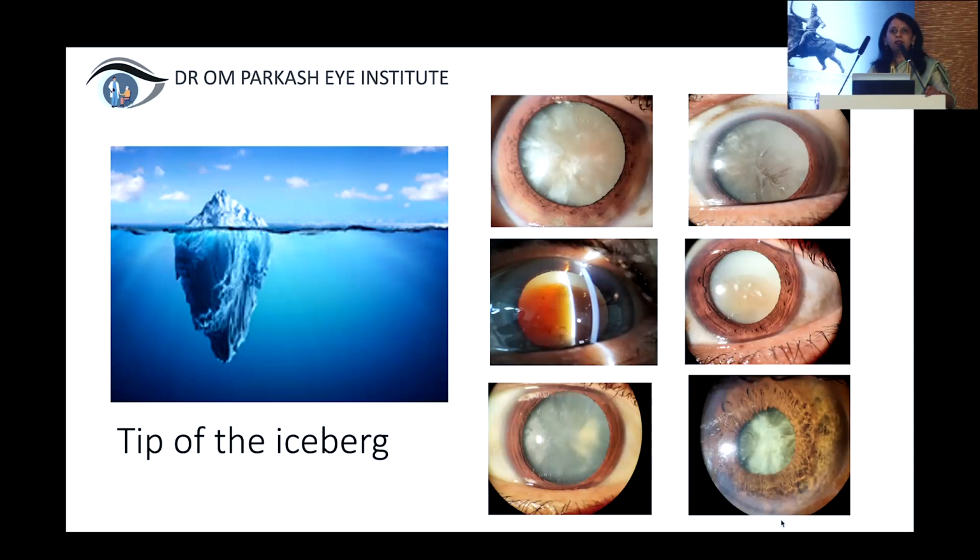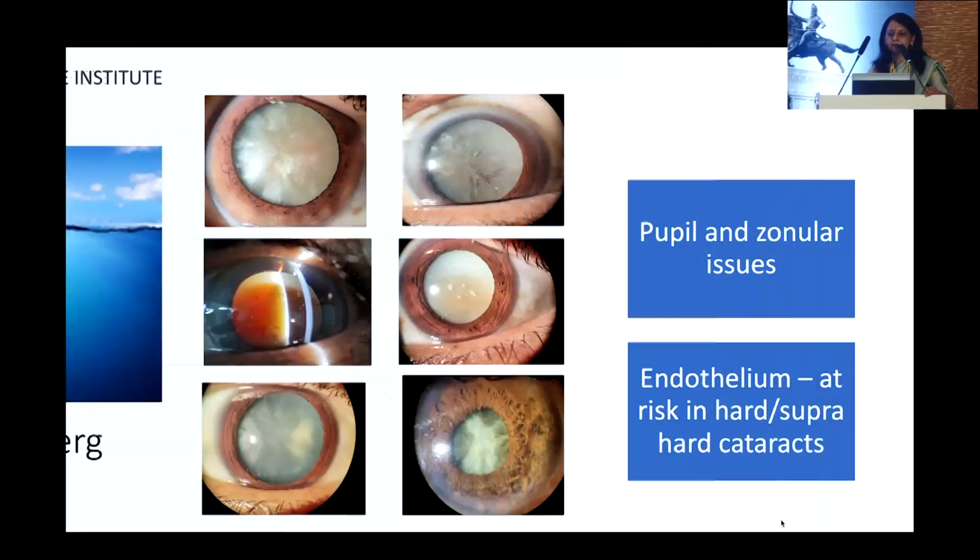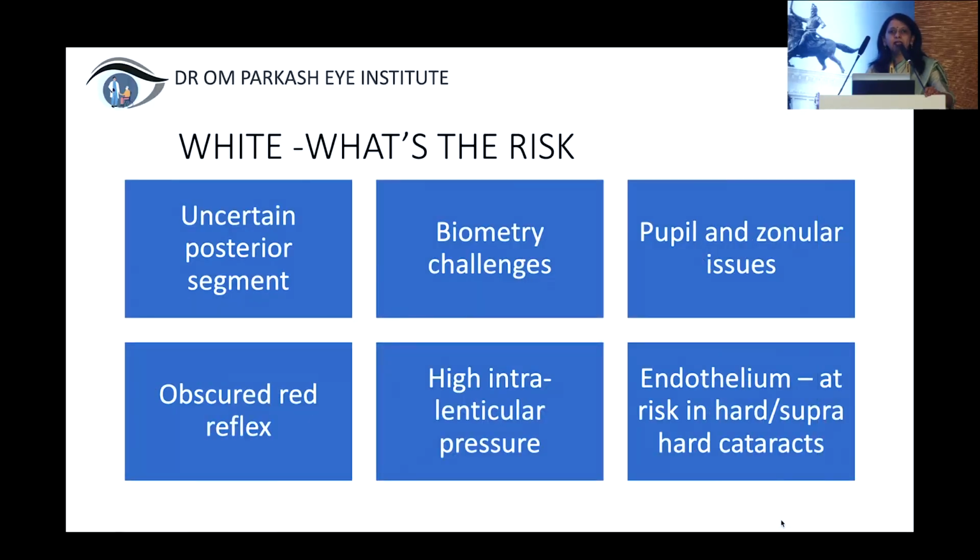So how do we evaluate these cataracts? In white cataracts, what is the risk? We are uncertain about the posterior segment. There are biometry challenges. Pupil issues and zonular issues are more. The red reflex is obscured. Many of the white cataracts have high intralenticular pressure, and the endothelium is at risk because most of them are going to be hard or suprahard.